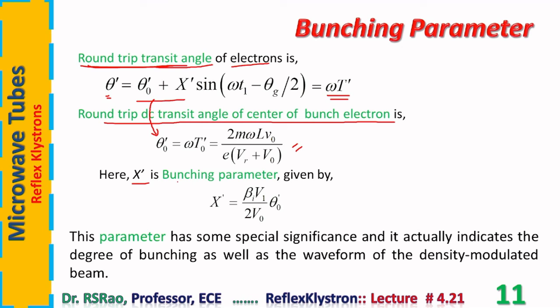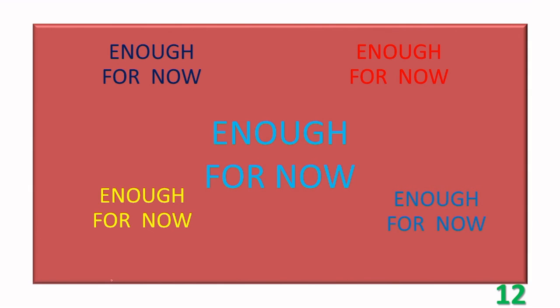Here X prime is bunching parameter. Its symbol is X prime equal to beta I V1 by V0 times theta0 prime. Bunching parameter has some special significance and it actually indicates the degree of bunching as well as waveform of the density modulated beam. These are some of the things which I want to share with you right now about reflex klystron.